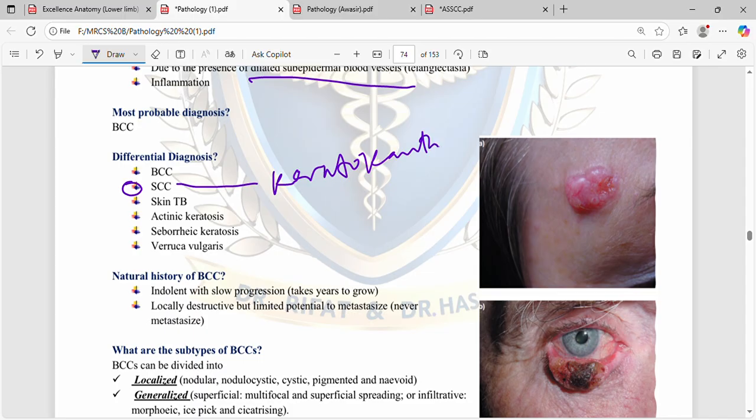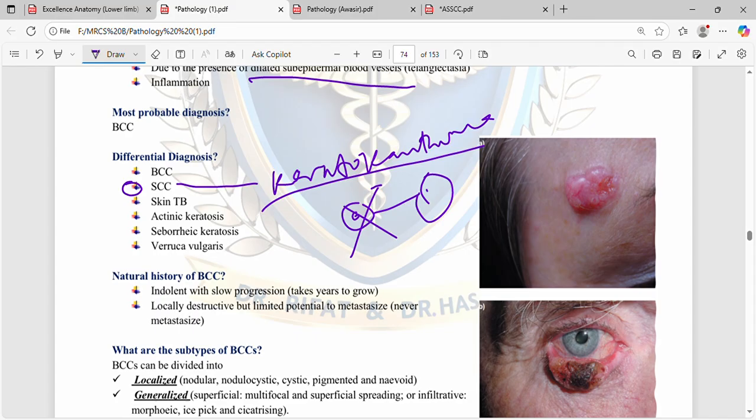Keratoacanthoma is also the same thing. There is an ulcer with a central keratin plug, and then it vanishes away. It vanishes away with a scar on them. And some people say that this is squamous cell carcinoma in situ.